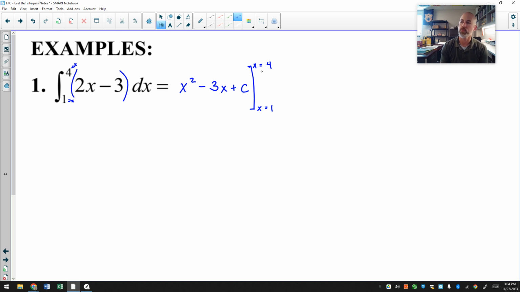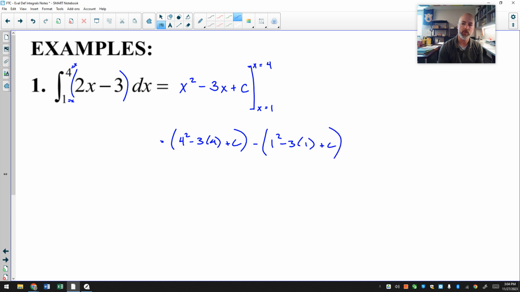So I'm going to write x equals 1 and x equals 4, and we plug in the top one first. So this will be 4 squared minus 3 times 4 plus c, minus, and then we want to subtract what I get when I plug in the 1. Make sure you get the second one completely in parentheses because it matters for the second one. First one doesn't matter. I like to put parentheses out of habit. So that'll be 1 squared minus 3 times 1 plus c.